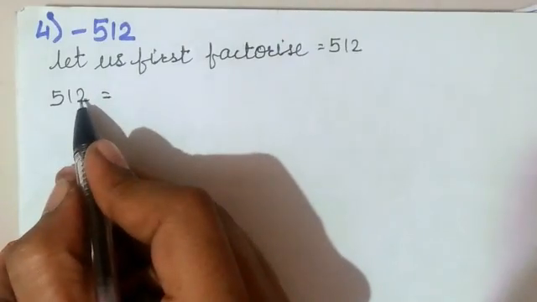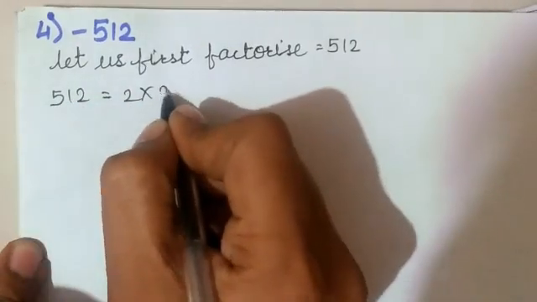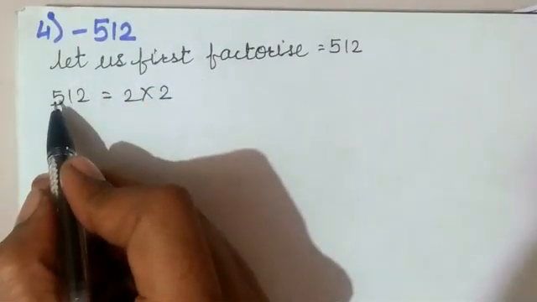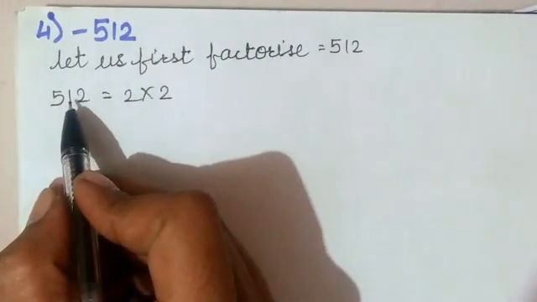2 is at unit place. It means we can directly use the test of divisibility of 2. 2 2s are 4. 5 minus 4, the 1 will be remainder. The next number is 1. It means 11 will be there.